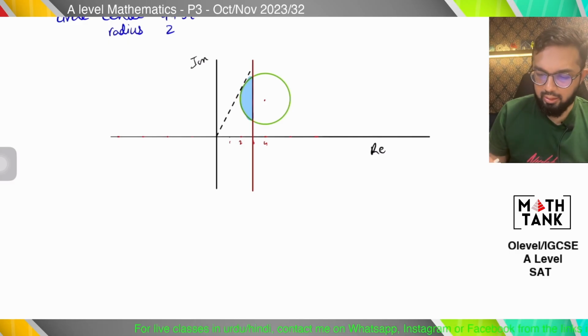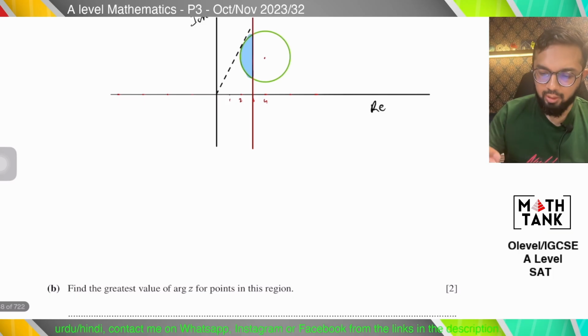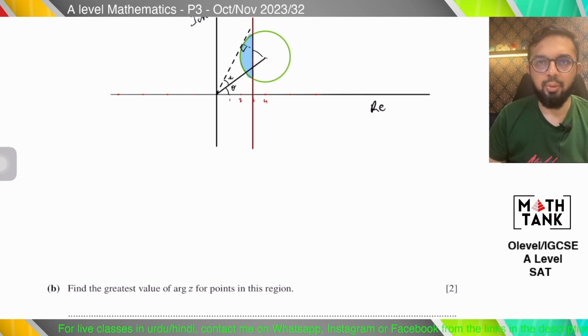Okay, then the greatest value of argument of z is from this dotted line. It always creates a tangent, and when I join it with the radius, it creates a 90-degree angle. So what I'm going to do is try to find this angle called x and this angle called theta and add the two.